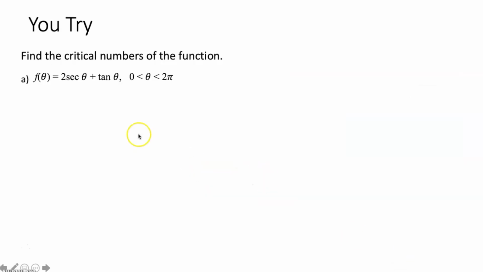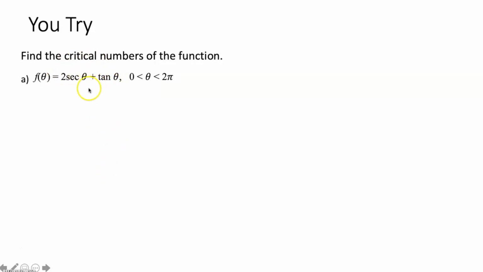You try. So we're doing the same thing here, except this time we got a trig function, 2 secant theta plus tan theta. Now notice that we're only on this given interval from 0 to 2 pi. So to find our critical numbers, we need to figure out where the derivative of this function either does not exist or is equal to 0.